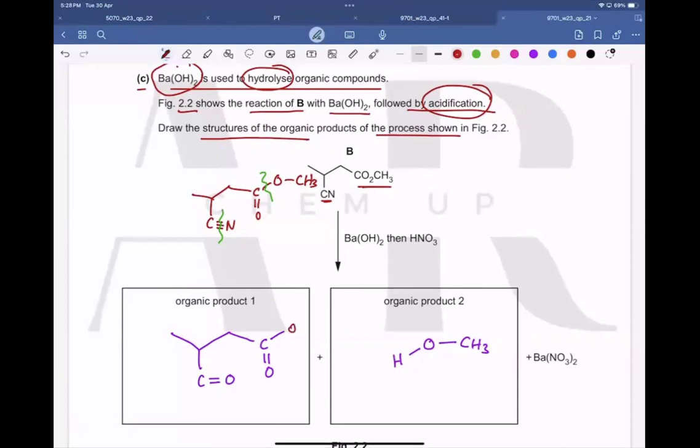So we got a carboxylic acid over here, and we got a carboxylic acid over here as well. Is this clear to all of you? And if they didn't mention this, then instead of this, we are going to add barium over here. Okay.